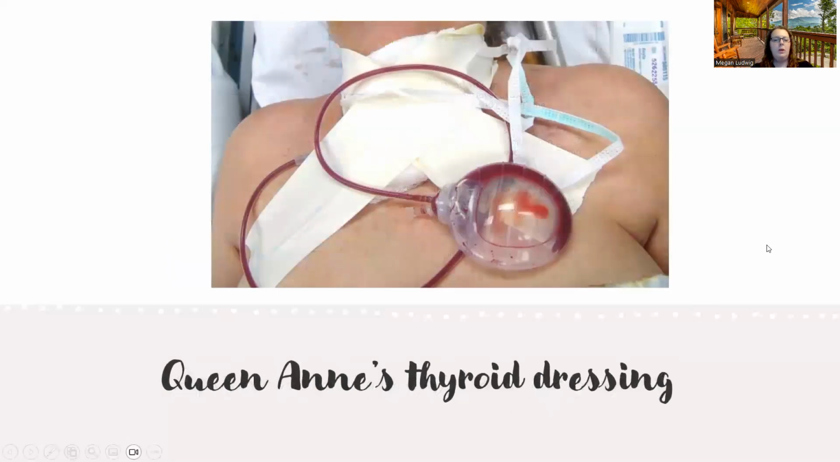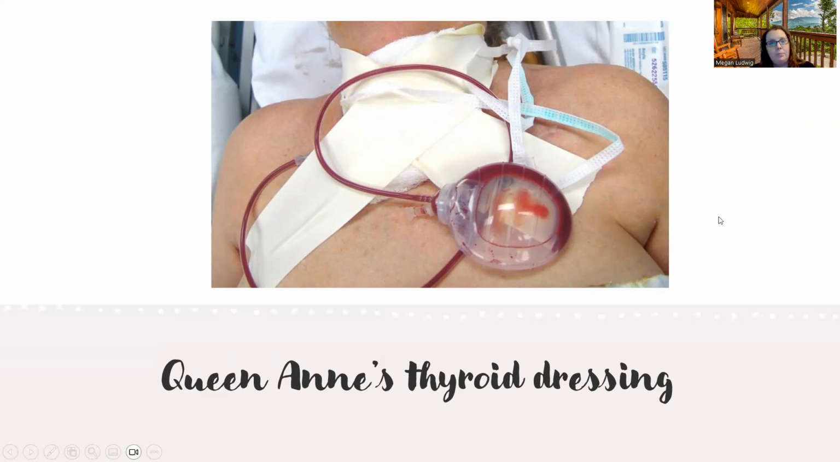So I wanted to throw in a couple types of, or ways you'd see some of these dressings, because it's not all cut and dry, okay? And this one especially. This is called a Queen Anne's thyroid dressing. It's a little unique, that we would place after a thyroid or maybe even a radical neck dissection or something on the neck. Because the neck can be a little tricky to place dressings.